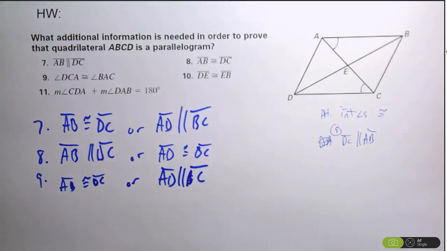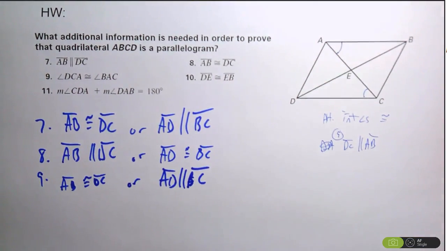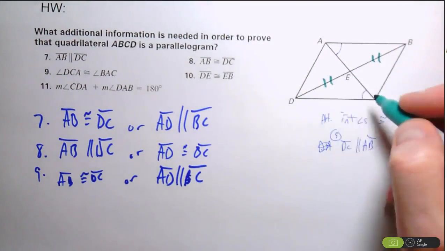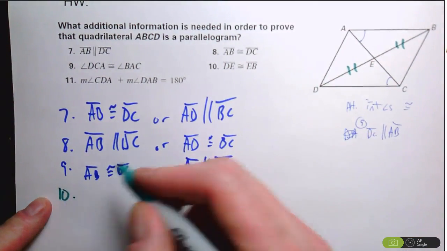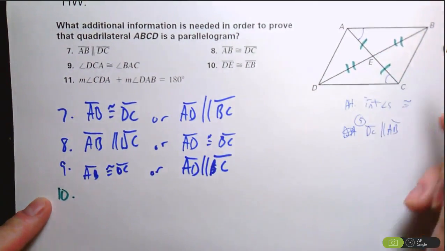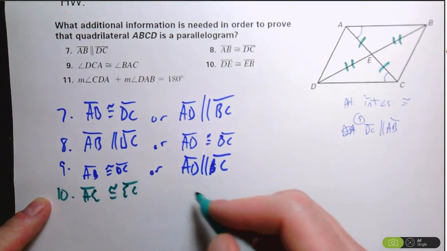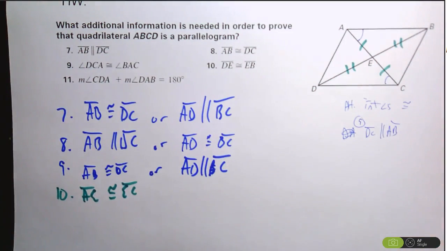Number 10, we're saying DE and EB are congruent. What that means is one set of diagonals has been bisected. So for 10, we want to show that AE and EC are congruent. That's the only thing we really can do there, because we want to show that both diagonals bisect each other, which is one of our ways to prove that a quadrilateral is a parallelogram.